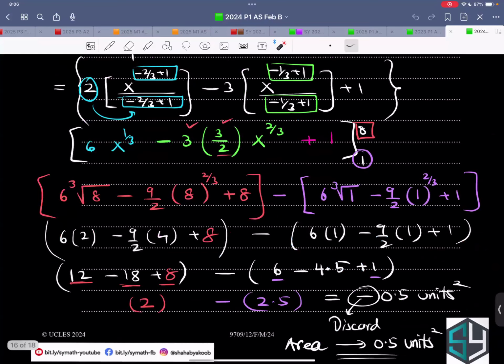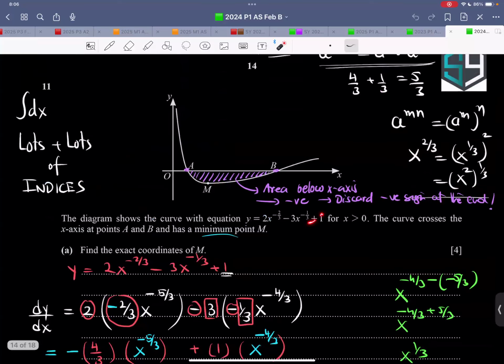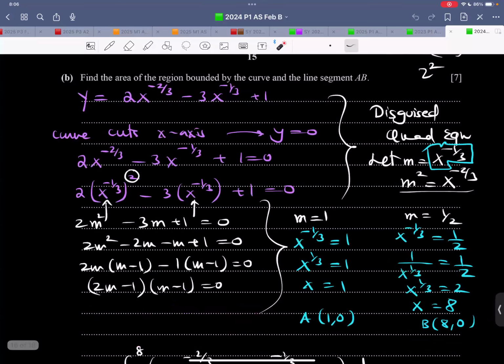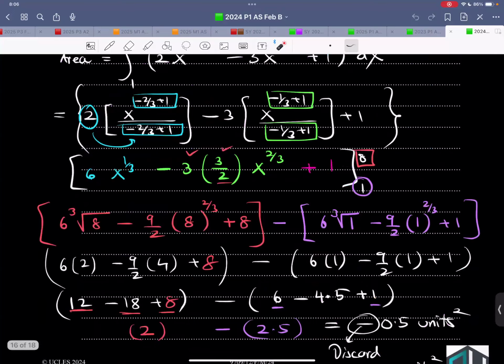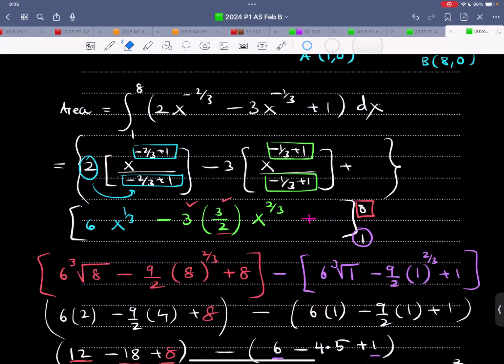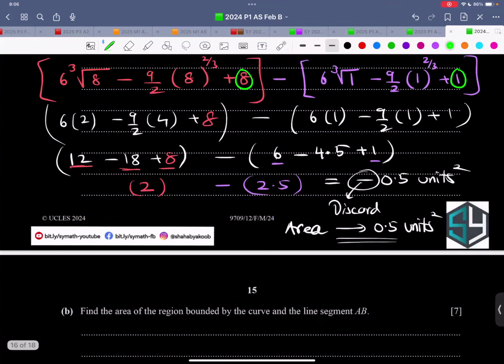This one over here is 1 and it should have been x. So maybe there was a small mistake over here. So this should become x and then we plug in the limit. I think I forgot to write x, but then I worked it out. So this one becomes x over here. So let me write it down. This green one, that is x, that is x. That is why we have the value 8 and we have the value 1. And then you simplify, and then the final answer is 0.5. Yes, it comes out to be negative because it's below the x-axis. Just discard that negative sign.